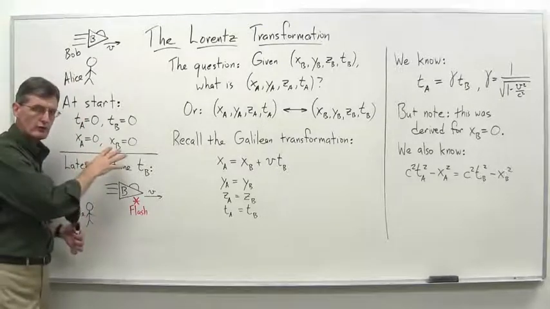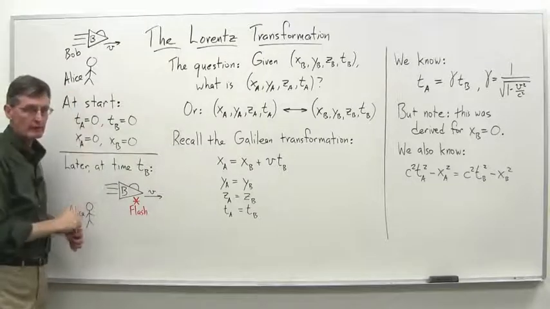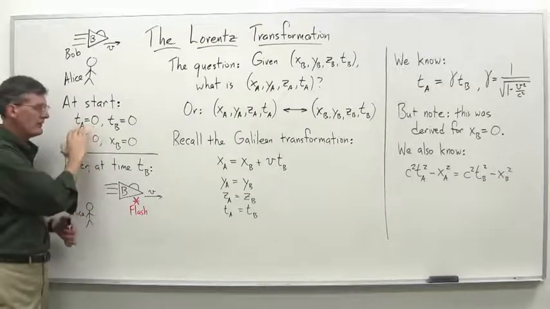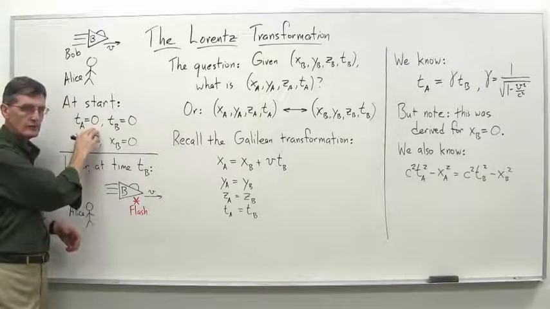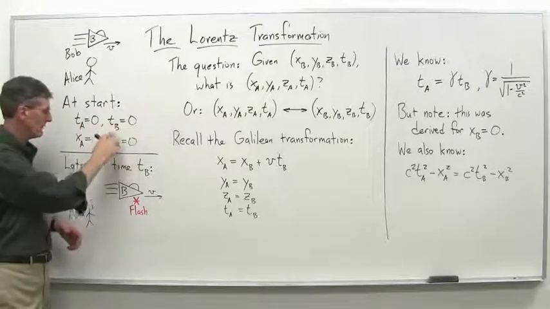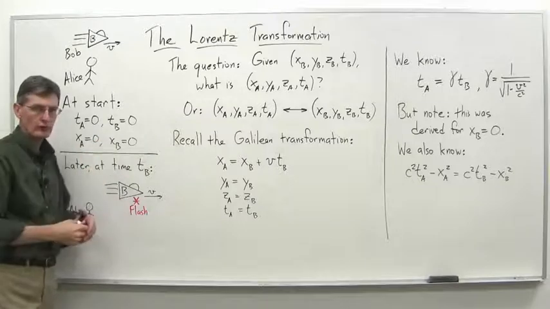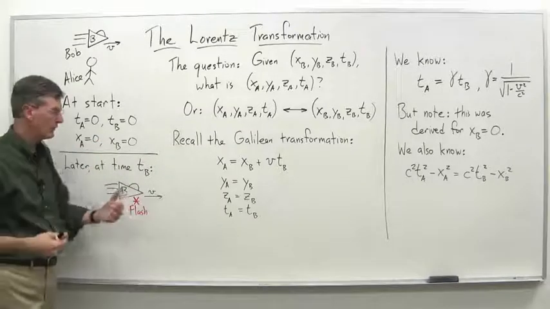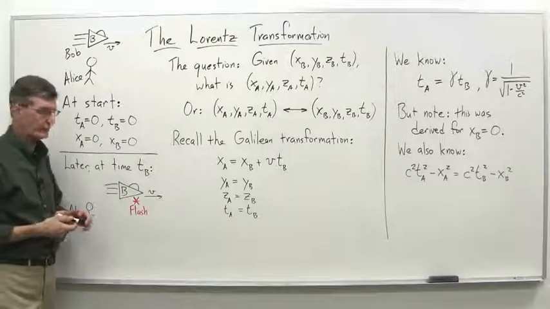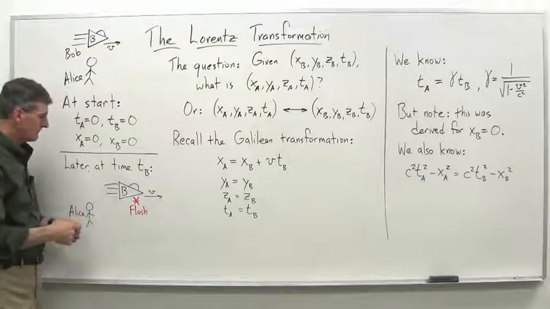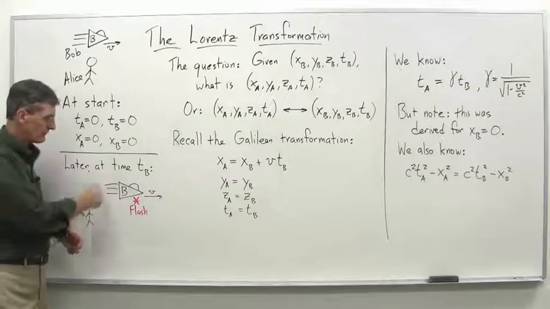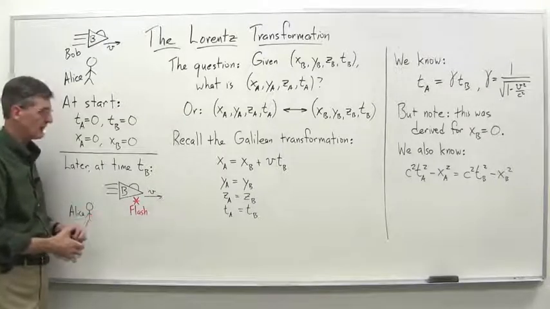At the start, when Bob passes right by Alice, we'll assume that they start their clocks at that point. And so t sub A equals 0, t sub B equals 0. And we'll also have the origin for their measuring systems be 0 at that point. So everything matches up there. We'll get on to this a little later, at time t sub B, where we get a flash of light going on.